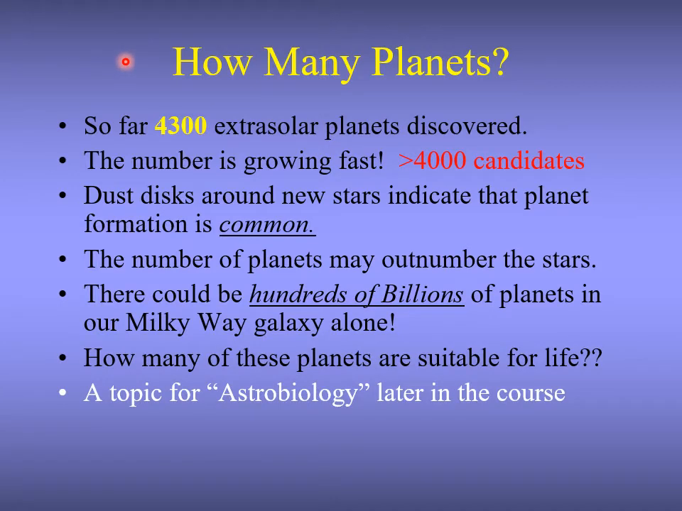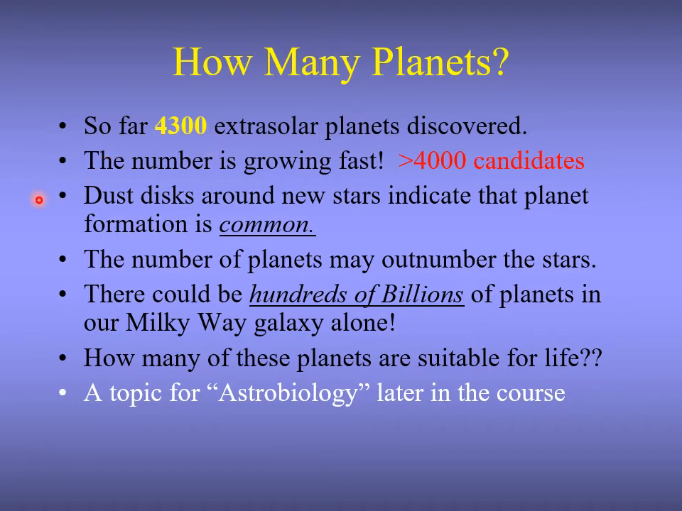So what is the total tally so far? Well, the number is over 4,300 extrasolar planets discovered, and this number is growing fast. There are more than 4,000 candidates. What that means is these are non-confirmed planets that we just need to collect more data on before we can say for sure, with confidence, that it is indeed another planet. So you can see that this number, 4,300, is going to grow probably exponentially as we keep looking for more and more planets.